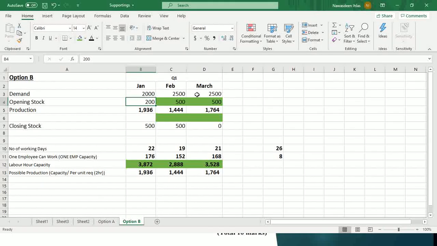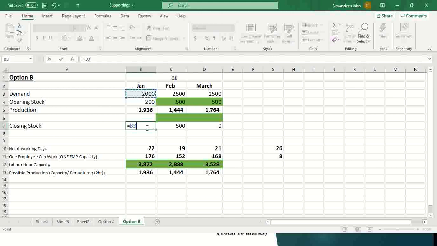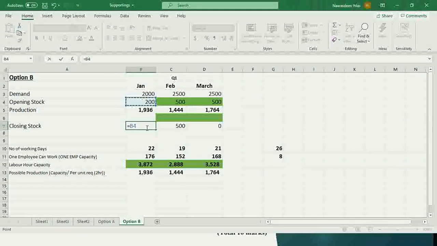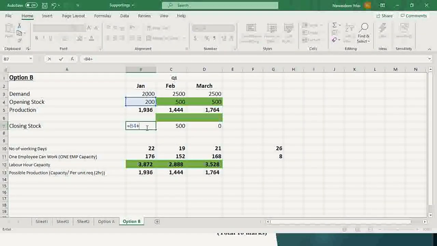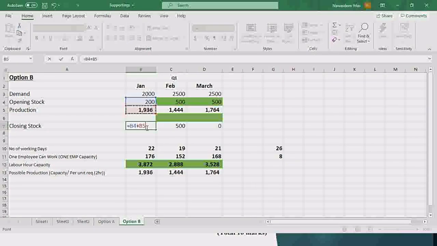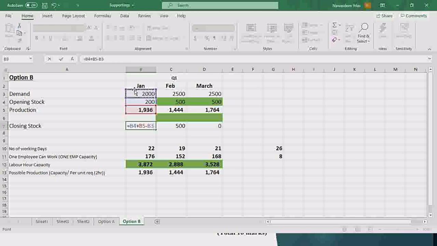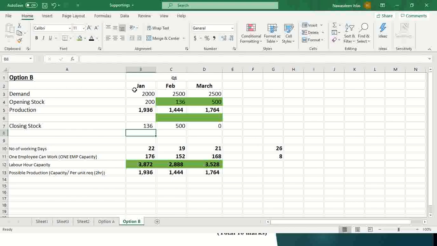Clear? Right. Now opening stock they have given, demand they have given. Now what can we do? Now we can find the closing inventory level. This is the opening inventory, 200, plus during this particular period, January month, we produced this much using our existing labor force, and this much we have sold out, which means our demand is deducted.